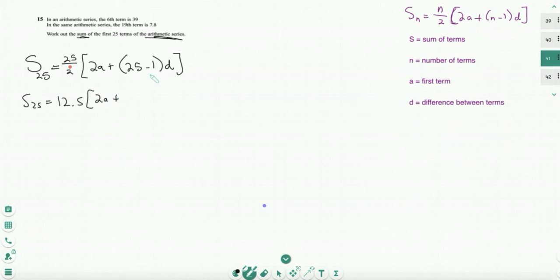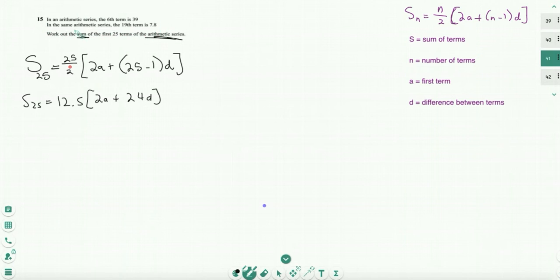2a plus 25 minus 1 is 24d. So now we look at our formula and realize we need to find out what the value of a is and the value of d. So we've got to find out what the first term in our sequence is, and what the difference between each term is. I've completely neglected this first part here, so maybe this part will help us.